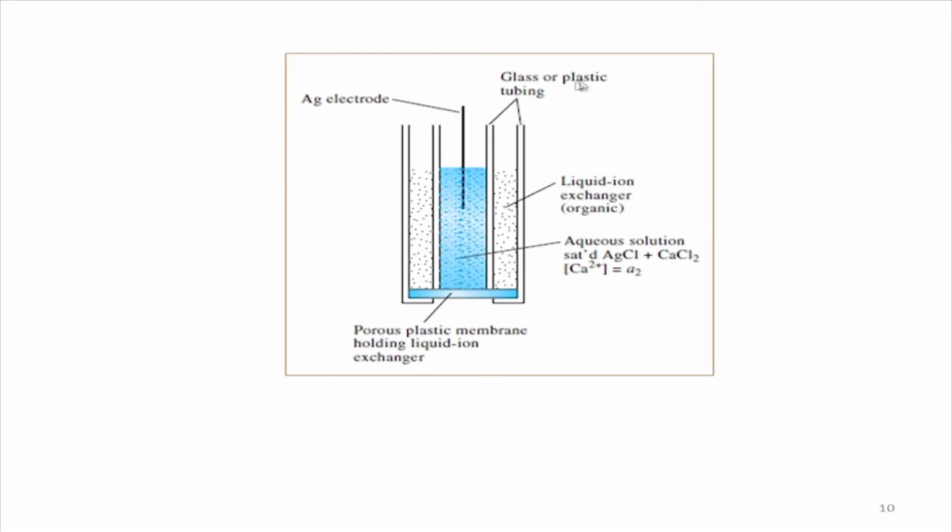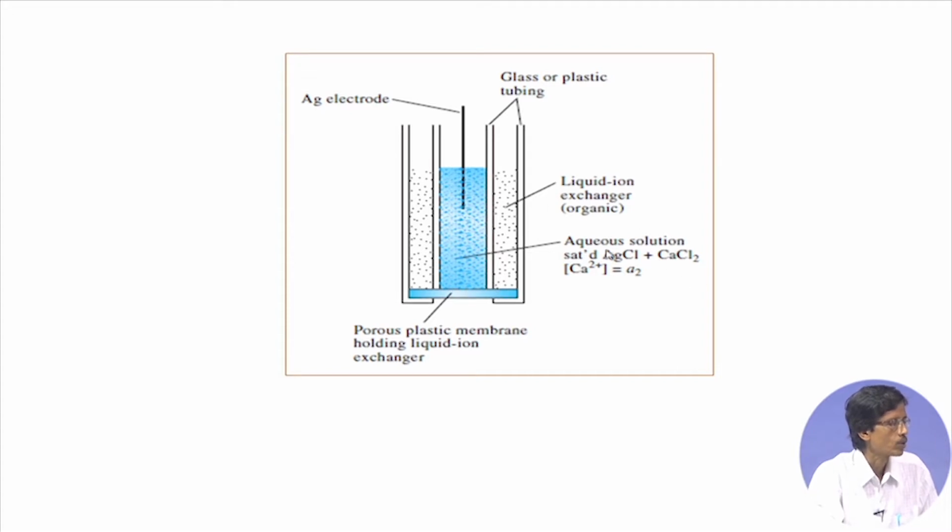So, what you see is that you have a glass or plastic tubing there. So, it is either glass or plastic. There is a porous plastic membrane holding the liquid ion exchanger. So, this is the porous membrane which is made of the corresponding plastic material, and that plastic material has some liquid, and this liquid is your liquid ion exchanger.